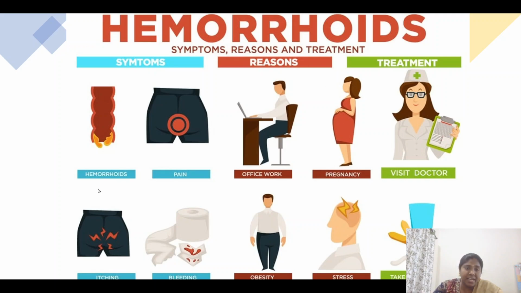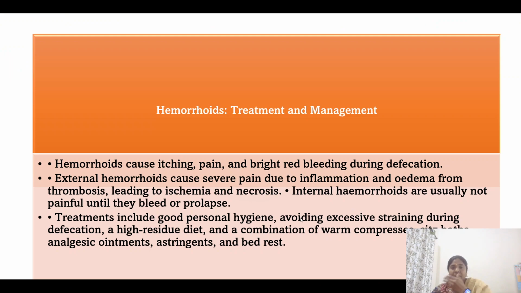When the client is having this many issues, they must visit the doctor. Looking at the signs and symptoms, the client will complain of itching around the anal region, bleeding when they strain too much, obesity, more body weight, and stress. Appropriate medications should be given to the patient. Patients will also come with complaints of pain and bright red bleeding during defecation.